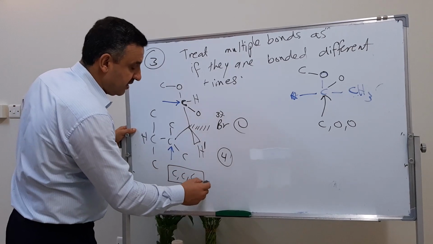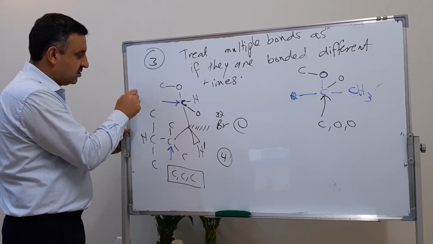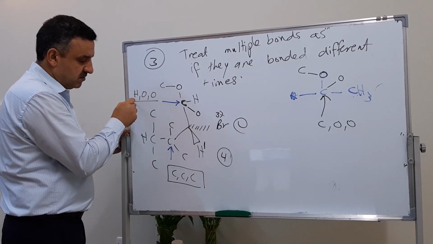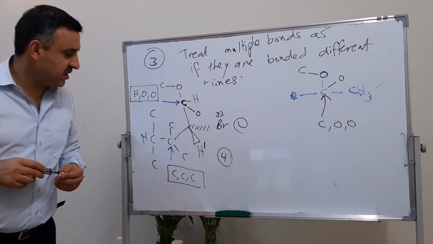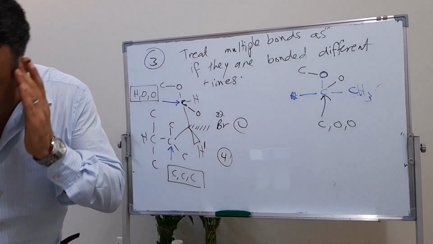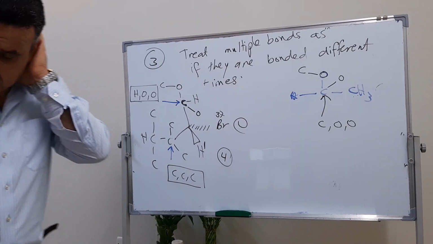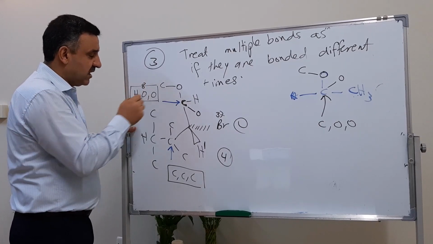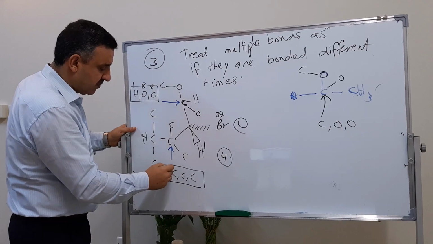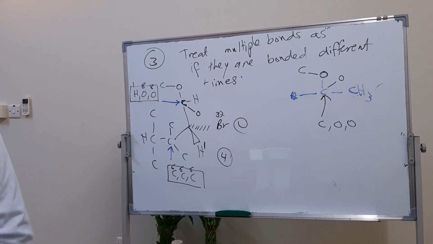So how to compare? Now you see, where are they? This carbon is attached to hydrogen, oxygen, oxygen. Now, which one has higher priority: hydrogen, oxygen, oxygen, or carbon, carbon, carbon? Remember, the atomic number of oxygen is 8, and hydrogen is 1. Each carbon is 6. Right? Which one is higher priority? Carbon, carbon, carbon, or oxygen, oxygen, hydrogen?